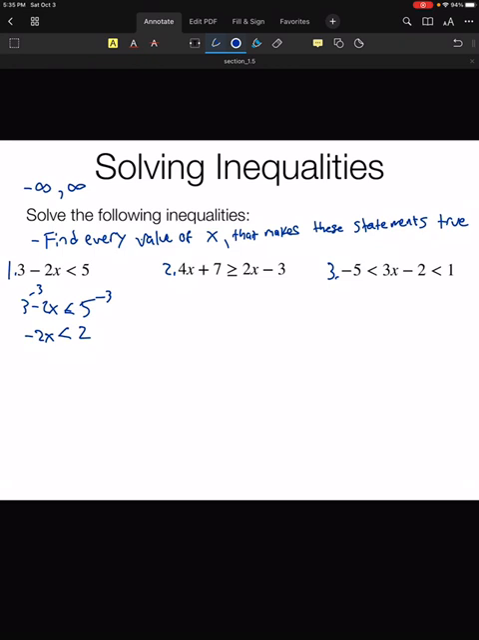And now here comes the tricky part. If you imagine the less than sign as an equal sign, you'd divide by negative 2. When we divide by negative 2, we get x on the left and negative 1 on the right. But the important thing to remember here, so I'll give it some stars, is that when I divide by a negative number, the inequality switches.